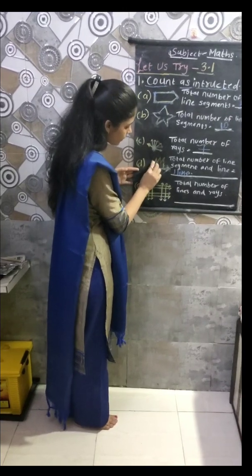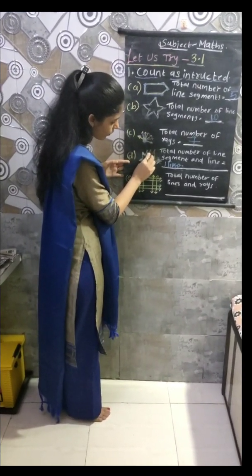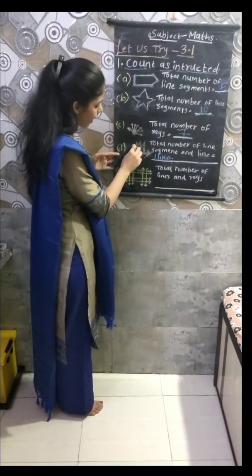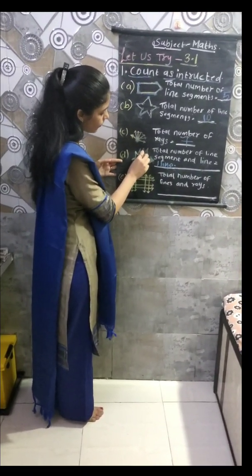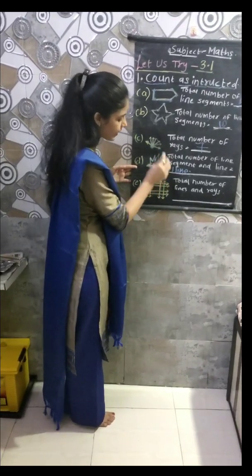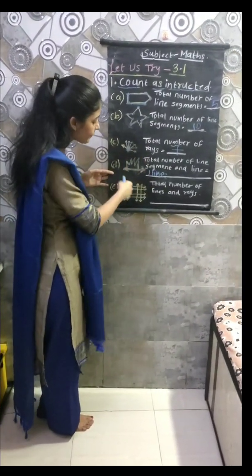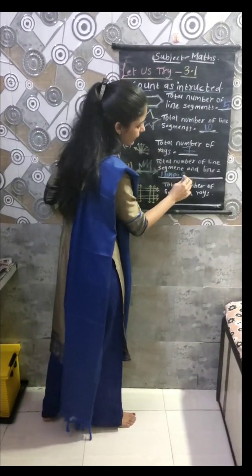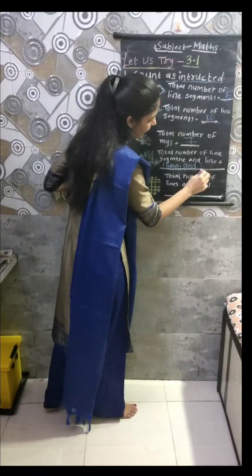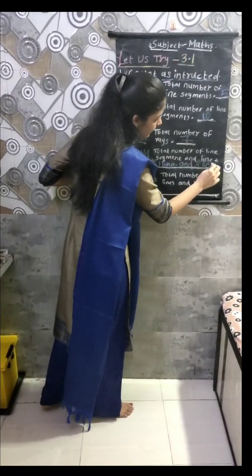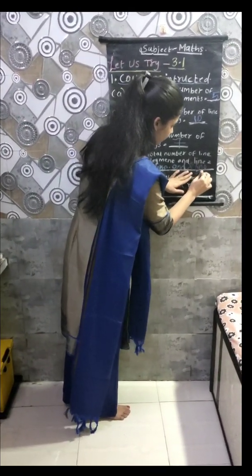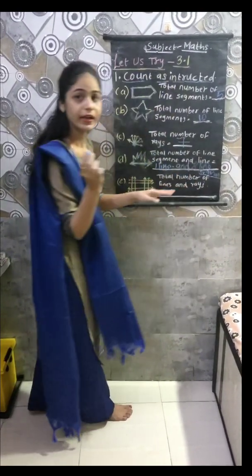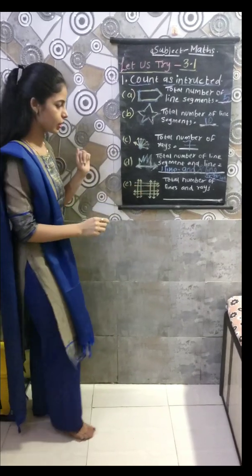Here 1 2 3 4 5 6 7 8, again 1 2 3 4 5 6 7 8. How many line segments are present in the figure? 8. So here we have to write one line and 8 line segments. Got it? Let's move ahead to the next question.